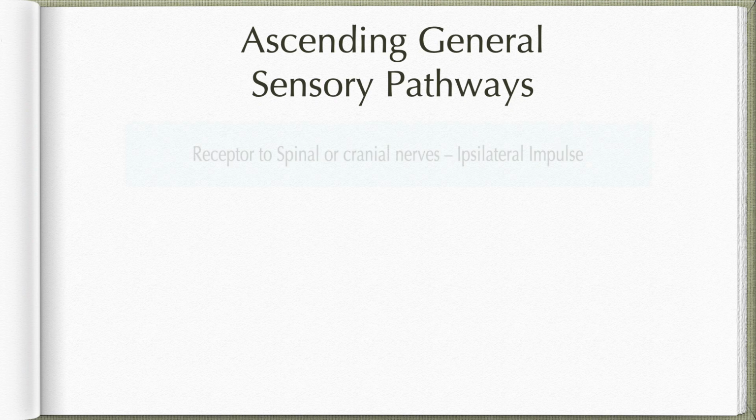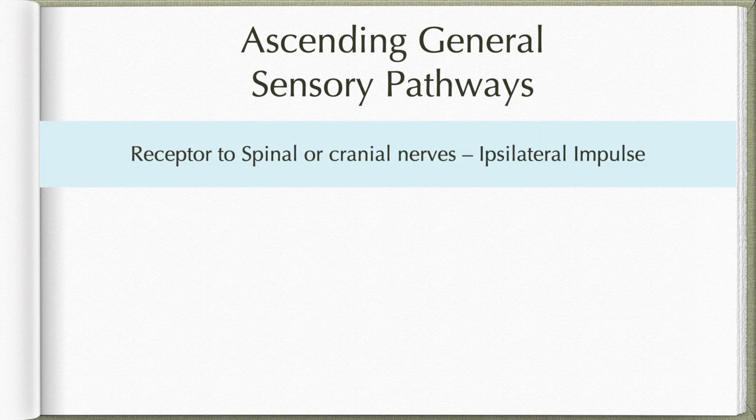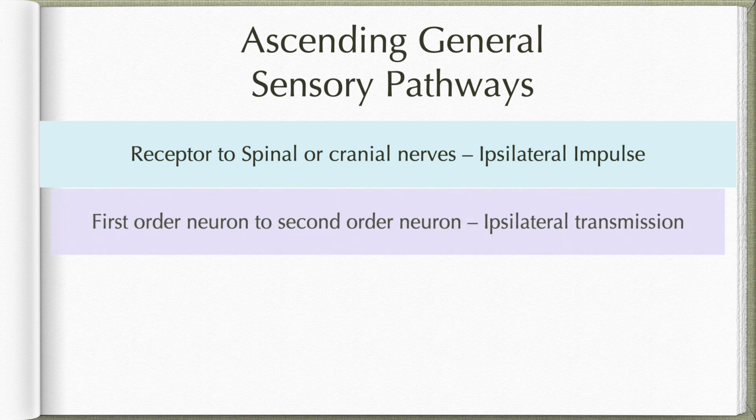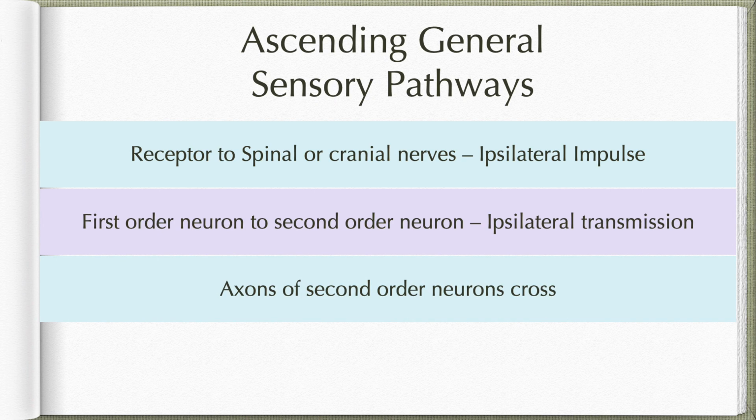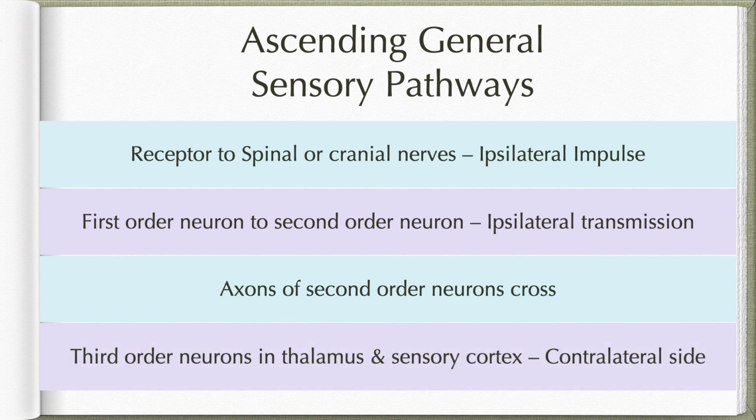So the ascending general sensory pathways, from the receptors through spinal or cranial nerves, will be carrying the ipsilateral impulse. The information from the first order neuron to the second order neuron is also transferred on the ipsilateral side. The axons of the second order neurons, however, will cross to the opposite side. And therefore, the third order neurons in the thalamus and sensory cortex will be on the contralateral side.